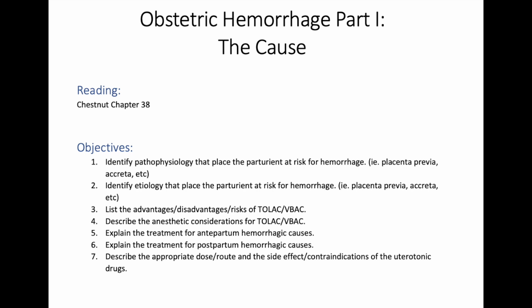Some of the risk factors that go along with placenta previa are a previous C-section. If these patients have had any kind of uterine insult or previous placenta previa, any kind of damage or insult to the uterus can cause the placenta to implant onto the wrong area of the uterus. Multiparity is also a risk factor, as well as advanced maternal age and smoking.